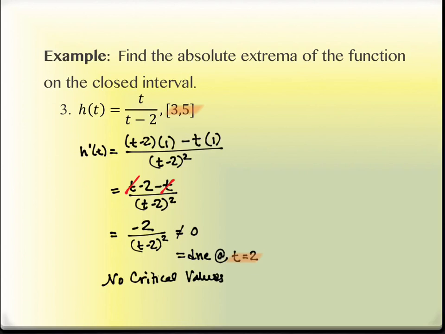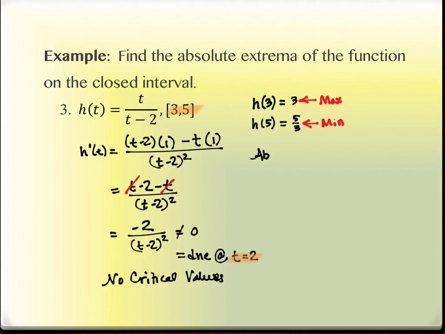So our second step then is to consider the endpoints. So I'll jump to the chase on this one. We're going to get h of 3 and h of 5. If we put those in, I'm just going to let you know what they are. The first one's 3. The second one's 5/3. 3 is bigger, right? This is my maximum. This is my minimum. And we would write them as such.